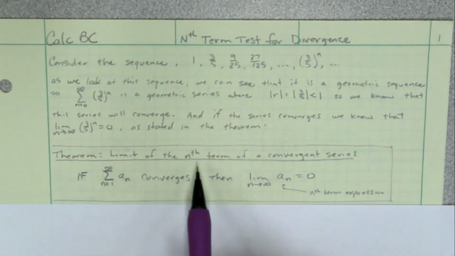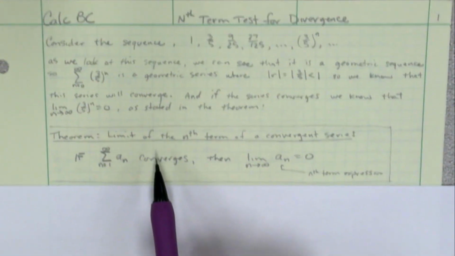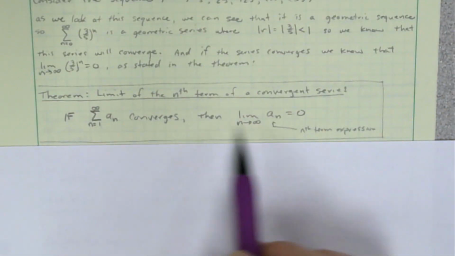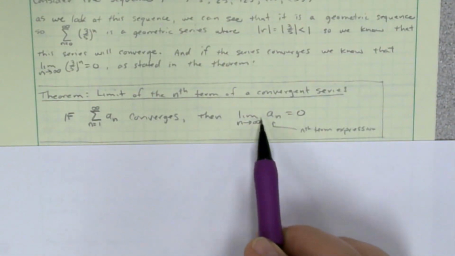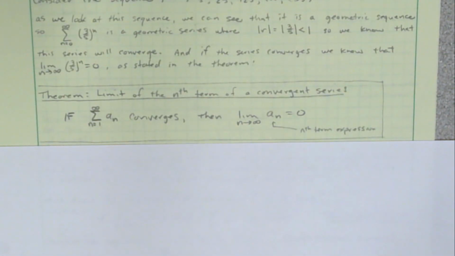The limit of the nth term of a convergent series. If a series converges, so you have to know that it converges already, then I know that the limit of that nth term will equal 0. Okay?